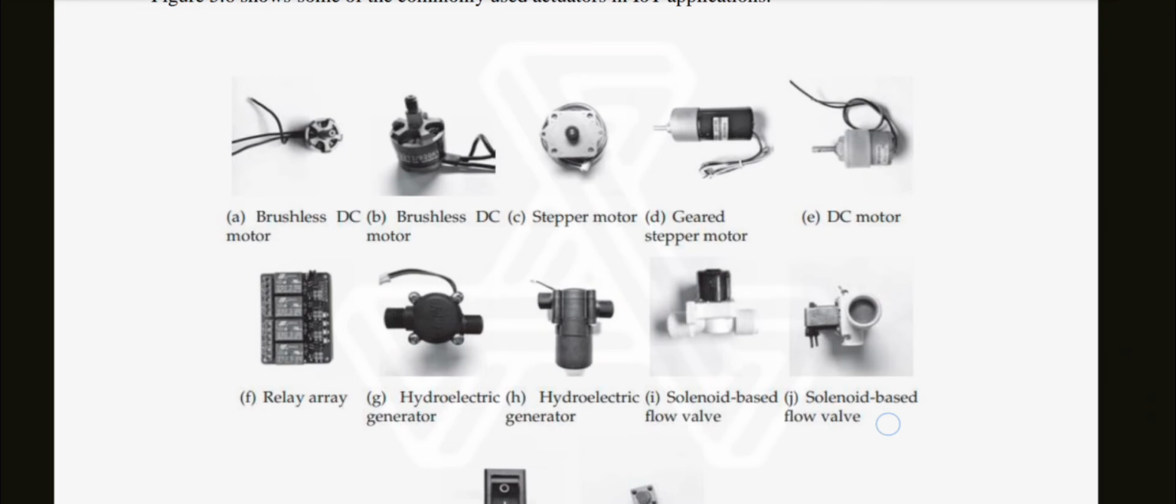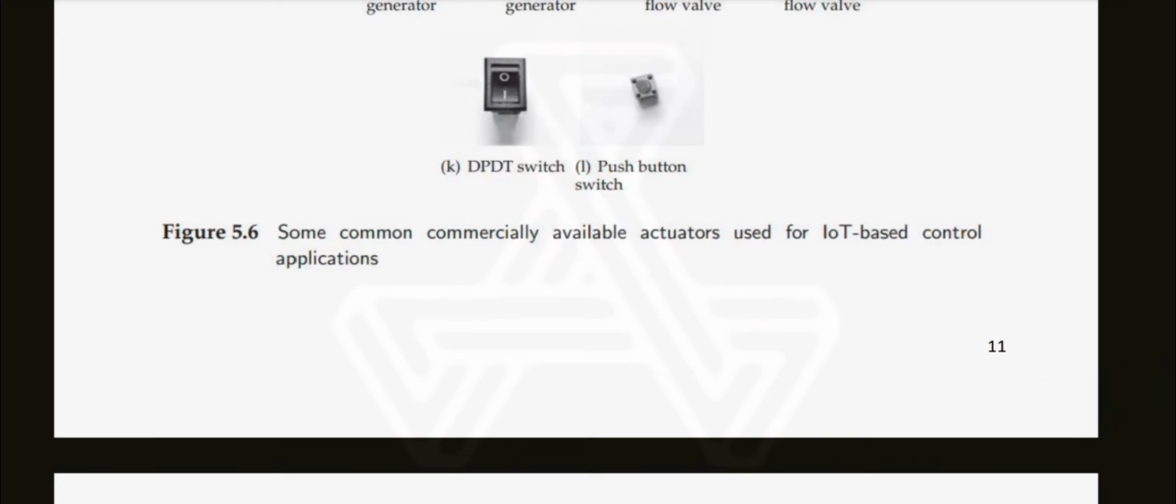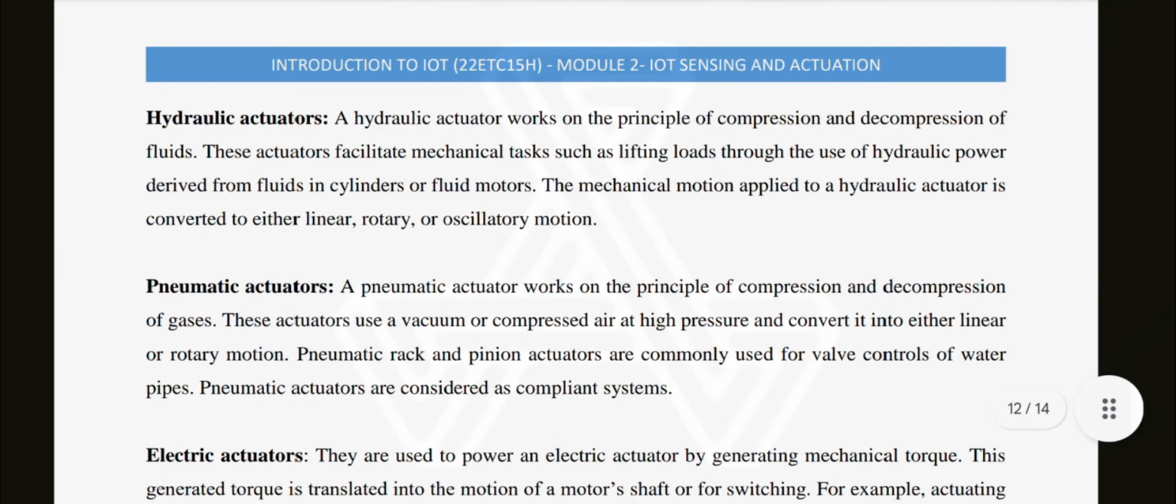Brushless DC motor, stepper motor, geared stepper motor, DC motor, relay array, hydroelectric generator, solenoid based flow valve, DPDT switch, push button switch. Some commonly commercially available actuators used for IoT based control applications.